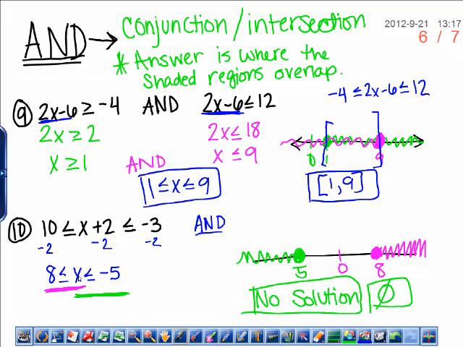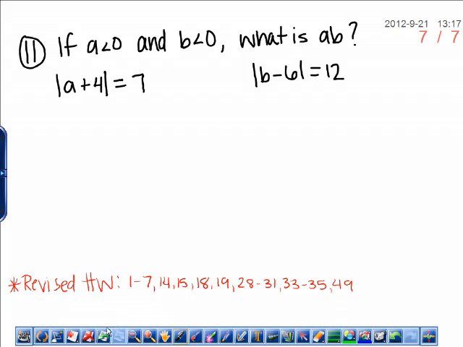Okay. All right, one more problem. If A is less than 0 and B is less than 0, I want to find AB. What does AB mean? A times B. Okay?